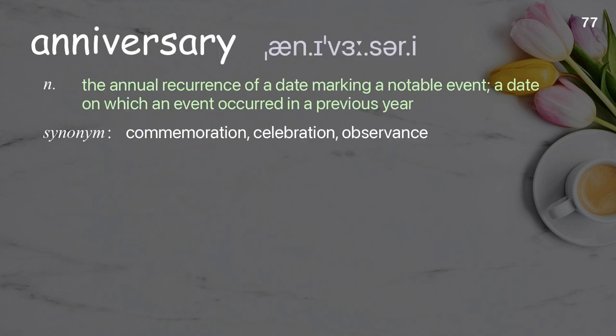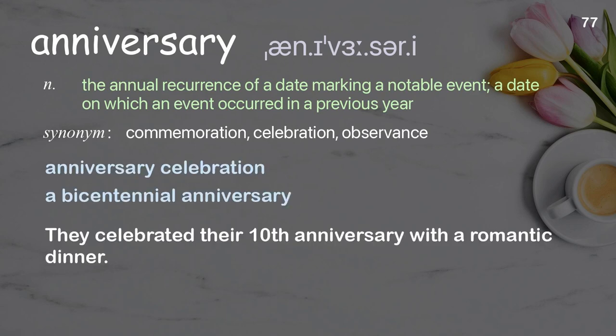Anniversary. The annual recurrence of a date marking a notable event, a date on which an event occurred in a previous year. Examples: anniversary celebration, a bicentennial anniversary. They celebrated their 10th anniversary with a romantic dinner.